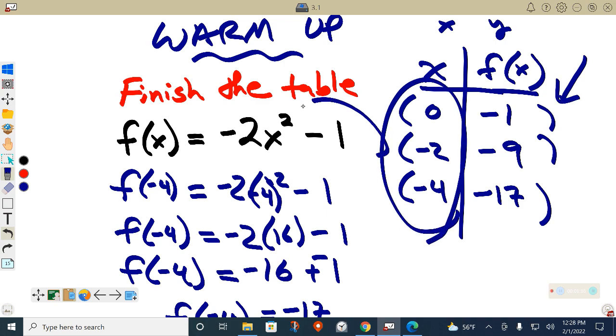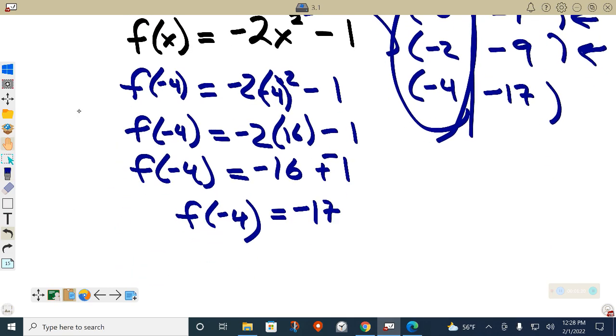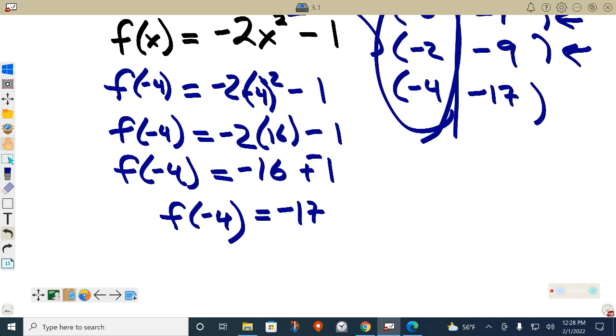I put the x into the machine, the function machine, so to speak, and the machine spit out these values: -1, -9, and by the way, thank you, Cruz, you corrected me. The function at -4, not -17. I messed up on that last one.